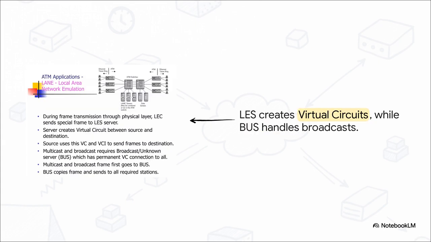When a client actually needs to send data, it contacts the LANE server, or LES. The server creates that required virtual circuit between the source and the destination. But what about broadcasting data to everyone? That is where the BUS comes in, the broadcast and unknown server. The BUS maintains a permanent virtual circuit connection to all stations. When a client sends a broadcast frame, it goes straight to the BUS, which then copies the frame and blasts it out to everyone on the network. It's an incredibly elegant workaround that lets legacy networks tap into the blistering speed of ATM multiplexing.